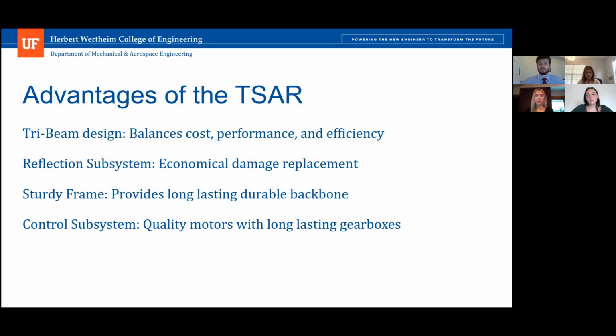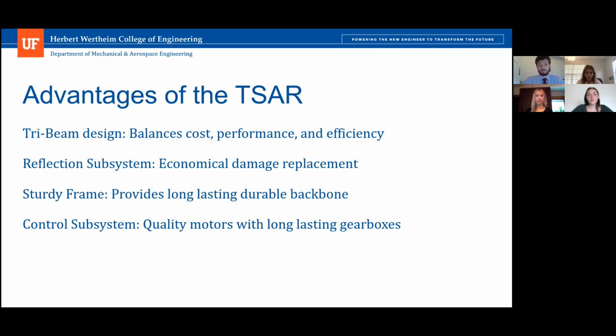We also wanted to highlight some of the key features of the TSAR that we think we really hit home with this design, and that's through the creative use of our motor design. We feel like we struck a perfect balance between motor cost, heliostat performance, and electrical efficiency. We also have a very economical reflection platform. If this reflection platform were to ever get damaged, say in hail or in an extremely quick hurricane or such thing like that, it would be very, very cheap to replace.